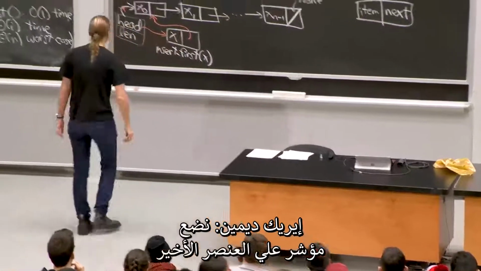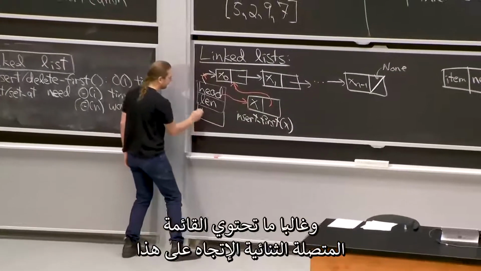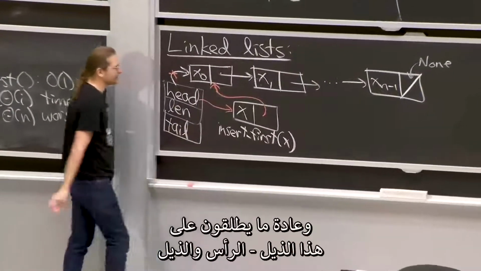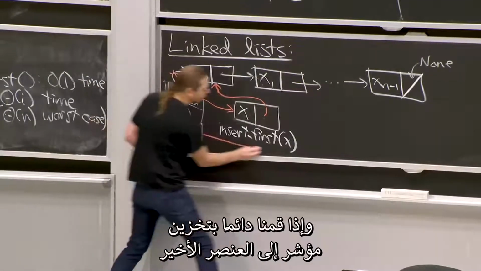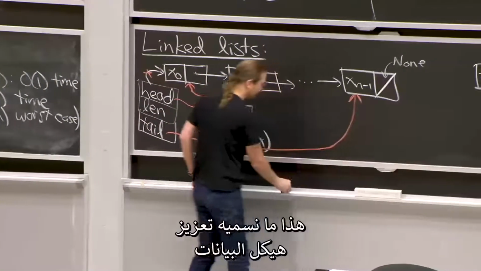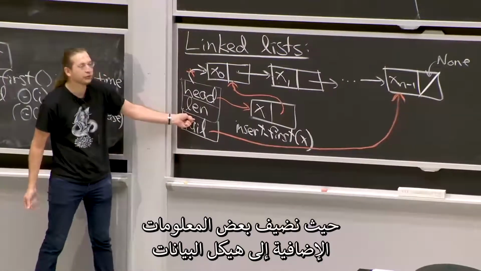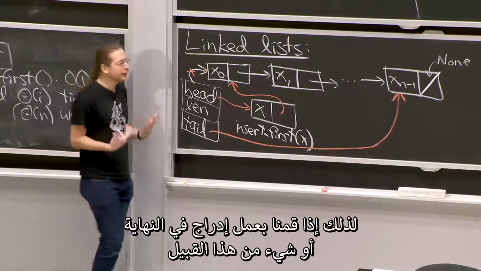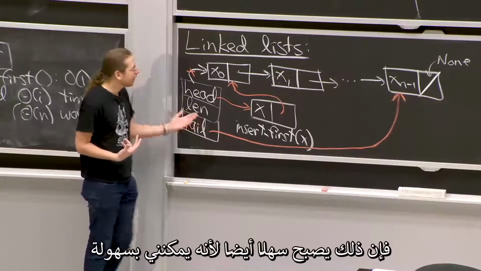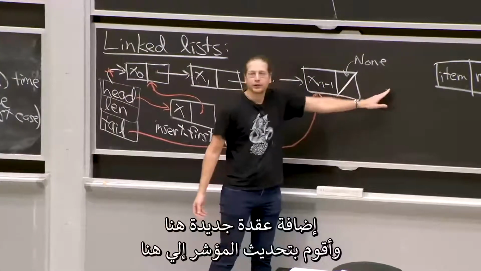Store a pointer to the last element. That's all we need here. And often a doubly linked list has this. We usually call this the tail, head and tail. And if you always just store a pointer to the last element, this is what we call data structure augmentation, where we add some extra information to the data structure, and we have to keep it up to date all the time. So if we do an insert last, insert last also becomes easy because I can just add a new node here and update the pointer here.